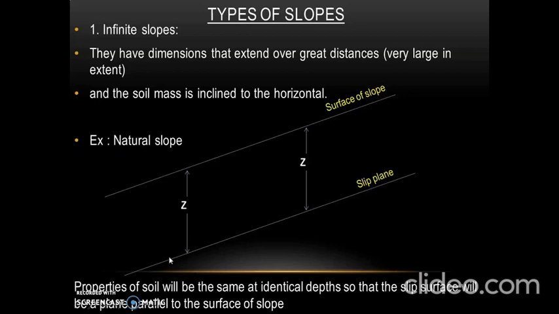Here we can see the slip plane, and on top there is surface of slope and the distance is z. The properties of soil will be same at identical depths, so that the slip surface will be a plane which is parallel to the surface of the slope.